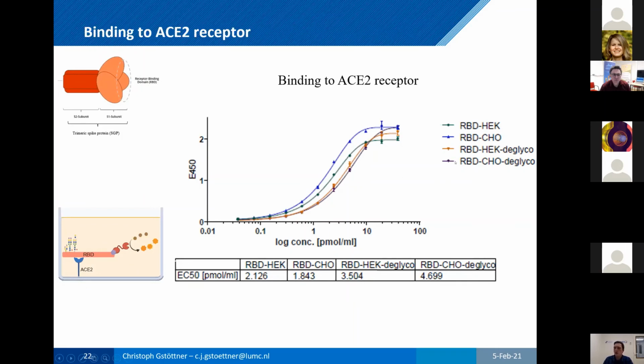Next to this, if you completely deglycosylate this RBD domain, which is shown here in brown and purple, you can see that the binding is even lower. So somehow the glycans are involved in the binding to the ACE2 receptor.